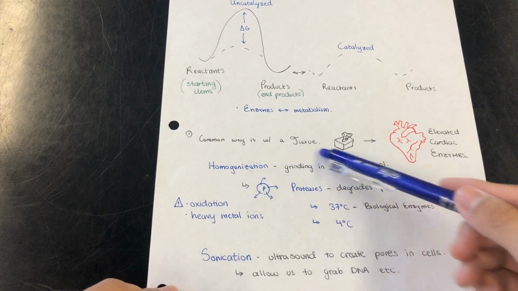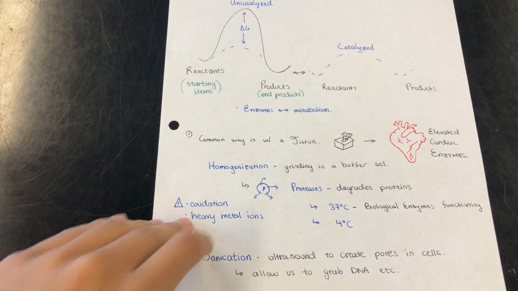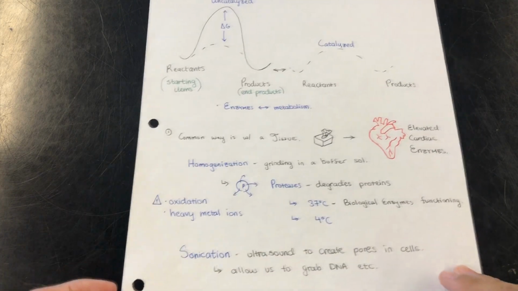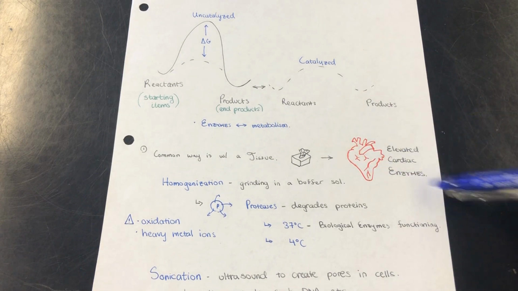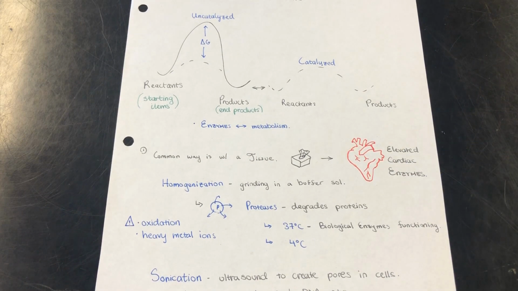We get a piece of tissue. Not a tissue box, but what we have here is a heart. And in the heart, a common procedure is to look for the cardiac enzymes. If the enzymes are elevated, if there are greater amounts of them, you have a suspected MI or a possible heart attack. Now that is important.